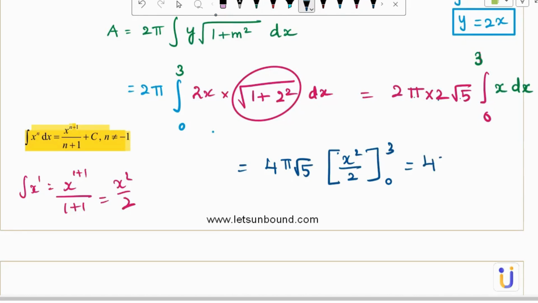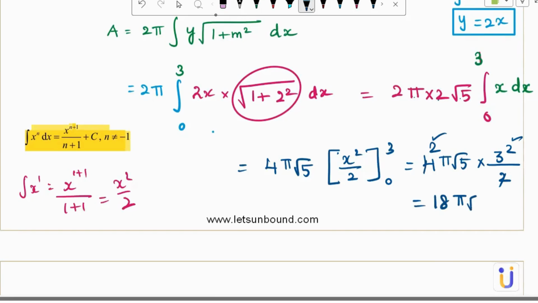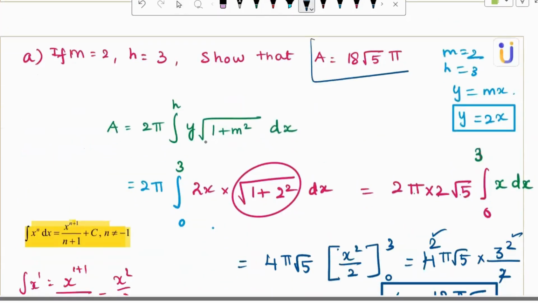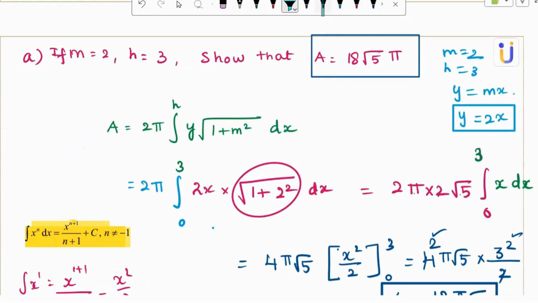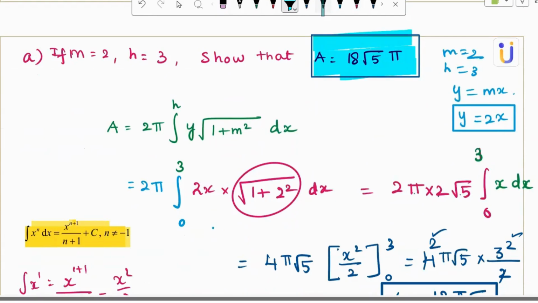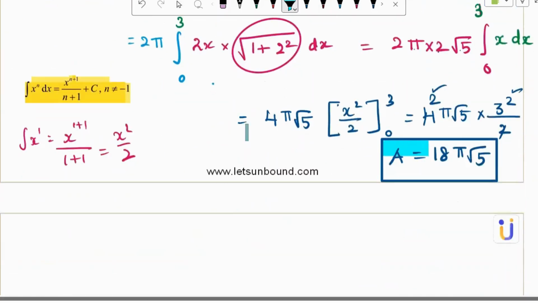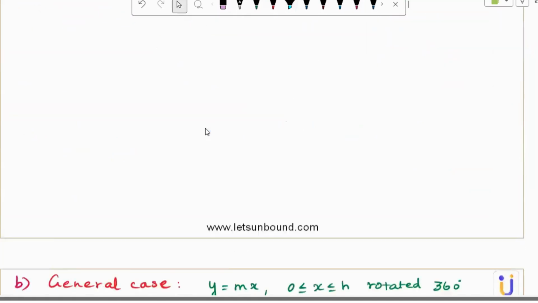So 4 pi root 5 into 3 squared over 2. One 2 is 2, two 2s are 4, so this is 2 and this is 9. 9 times 2 is 18, so 18 pi root 5. We started with A and we ended up with 18 pi root 5, which is exactly what they are asking for, and hence we have proved it. So that's simple. This is the proof, a very simple understanding based question, and we can move to the next.